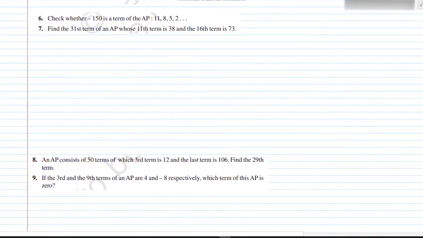So next question. Here let's see what's given. We must find the 31st term. So a_31 is equal to question mark, and a_11, the 11th term, is 38, and the 16th term is 73. So in the same way, what is the formula? a_n is equal to a plus (n minus 1) times d.